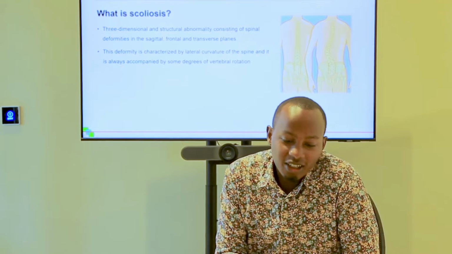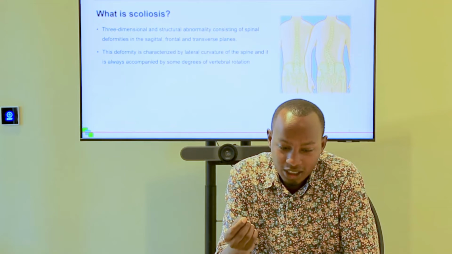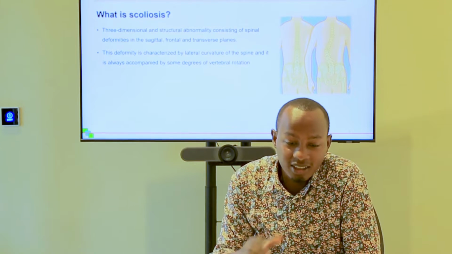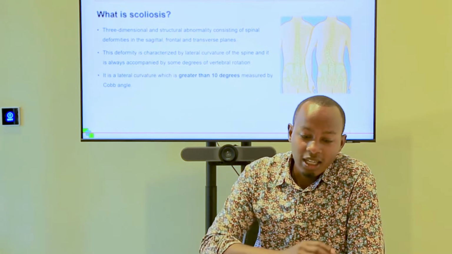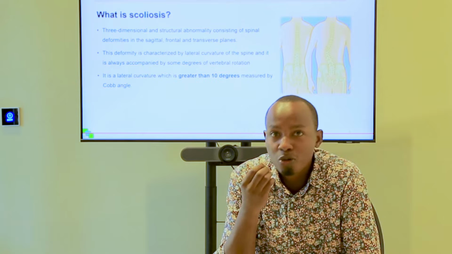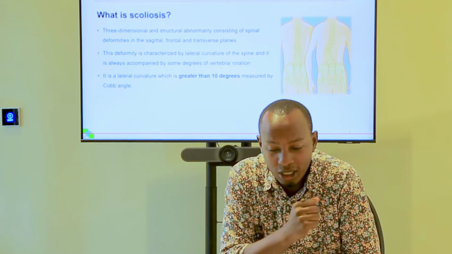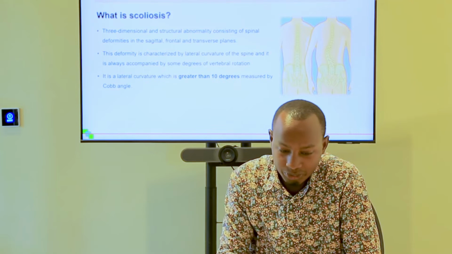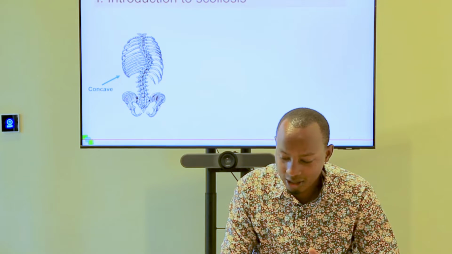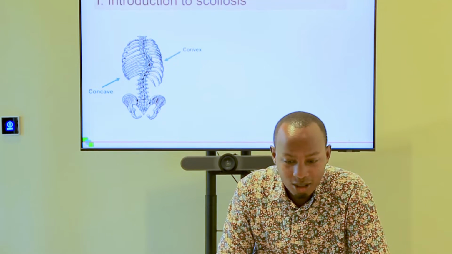And this deformity is characterized by a lateral curvature of the spine, and it is always accompanied with some degrees of vertebral rotation. That's why it's three-dimensional. And to be called a scoliosis, it has to have a lateral curvature of more than 10 degrees measured by the Cobb angle. We'll see later what is Cobb angle. From this picture, in the frontal plane, on this side, this is the concave side of the curvature, and on this side, it's the convex side.